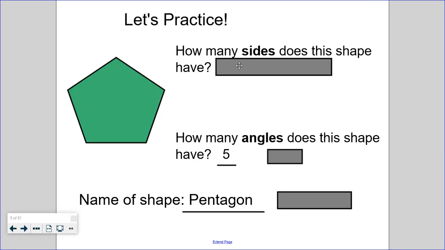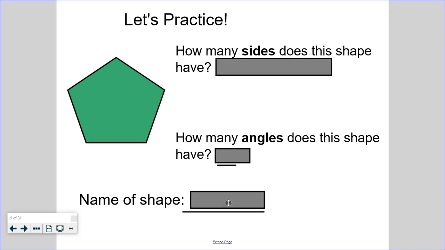So let's practice. I apologize for these being uncovered. All right, take a look at this shape. I want you to look at its attributes. How many sides does it have? How many corners does it have? How many angles does it have?